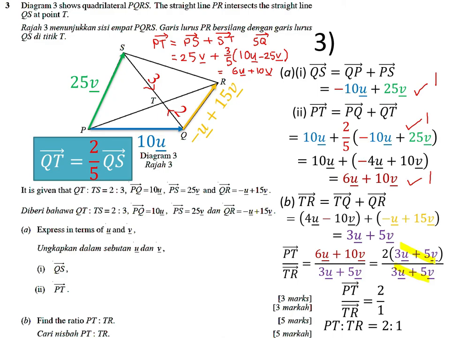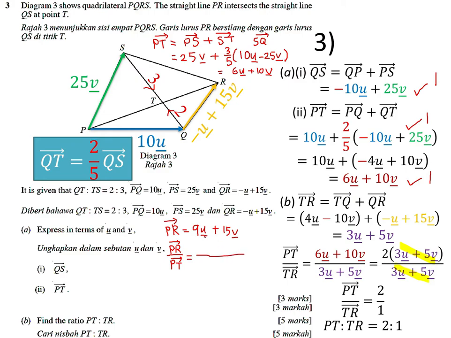We find out the TR. But like I said just now, it's not a must for you to find the TR. We can compare to the other vector, for example, PR. We can find it first. So now I show you here. We find the PR first. PR is equal to PQ plus QR, which means 10U minus U plus 15V, which gives you 9U plus 15V. Correct? We find this vector first. Then after that, we can find the ratio already. We can find the ratio between PR and PT.